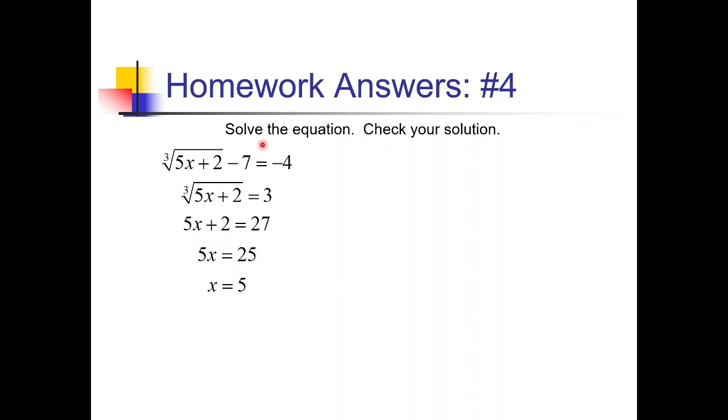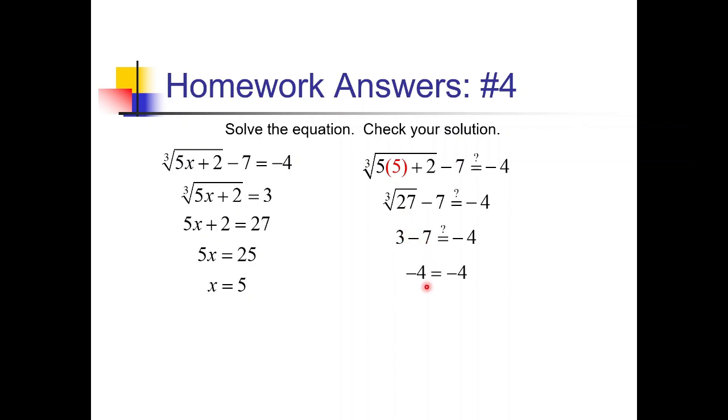Now, because these radical equations can have extraneous roots, it's a good idea to check our solution here. So if we plug 5 into the original equation, let's see what happens. We've got 5 times 5 is 25, plus 2 is 27. So this is the cube root of 27, and the cube root of 27 is 3. 3 minus 7 is negative 4, and negative 4 equals the other side, which was negative 4. So this proves that x equals 5 is the correct answer.